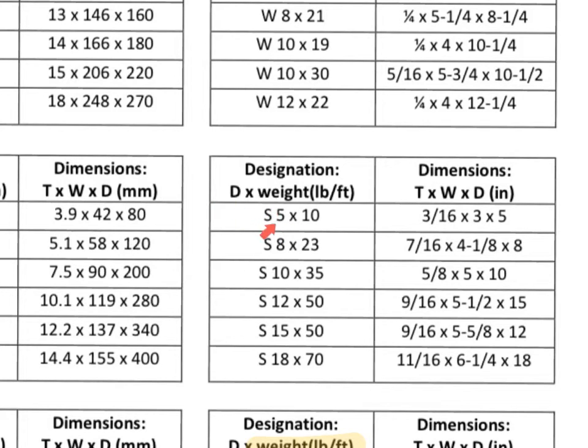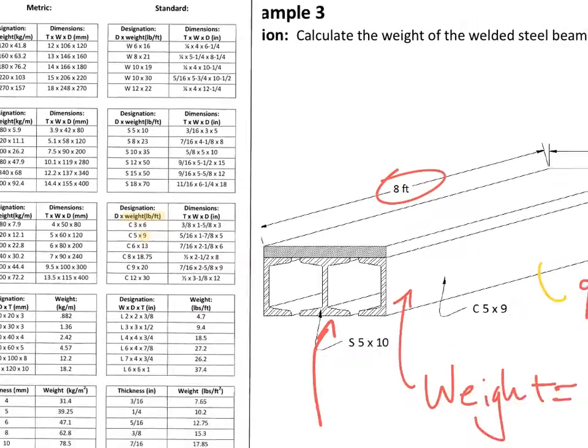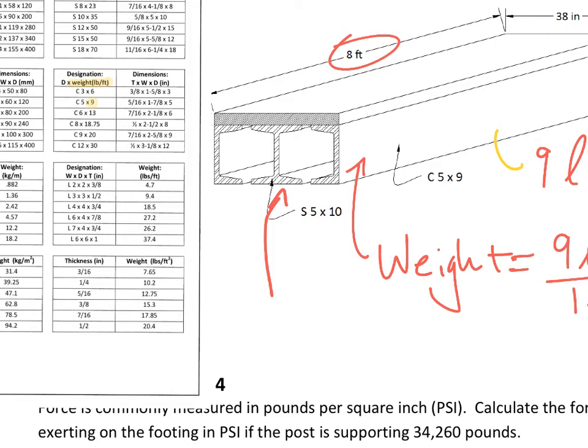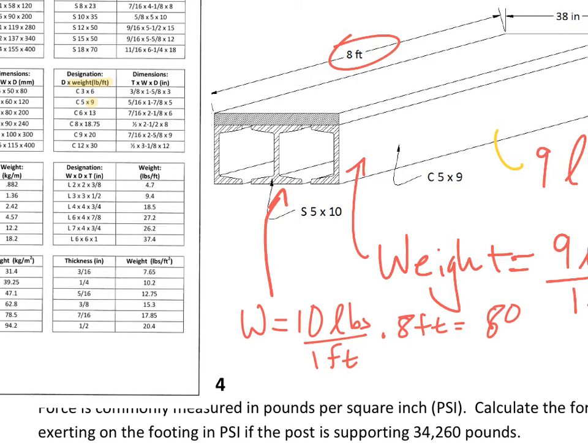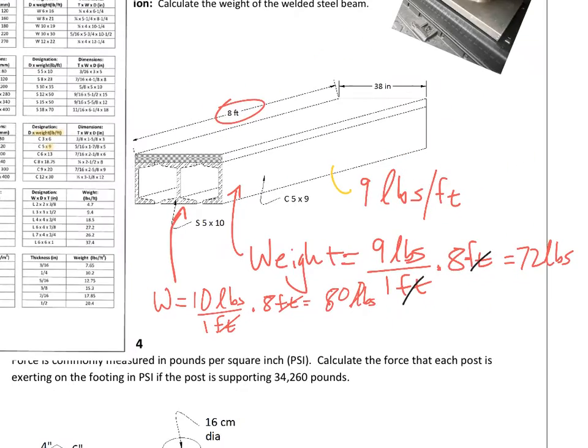5 is this D number, which is not going to affect what we're doing. The 10, though, is the weight. So that number is the weight in pounds per foot. So that tells you that this is 10 pounds per foot. So I'll do W for weight. So that's 10 pounds per foot, and we're going by 8 feet. So that's going to be 80 pounds. The feet are going to cancel. So we have that beam is 80 pounds.